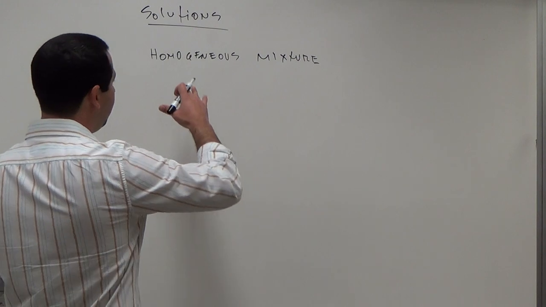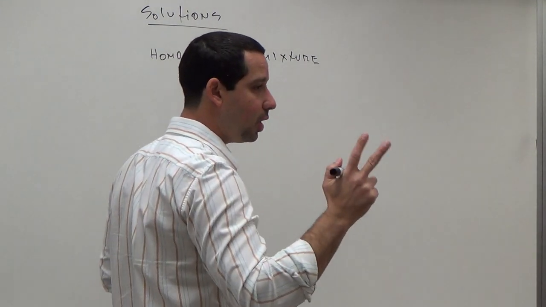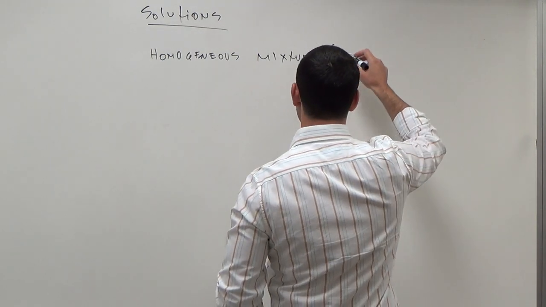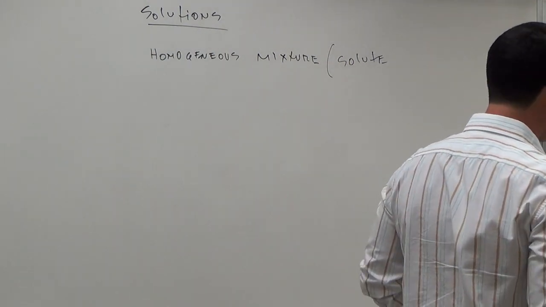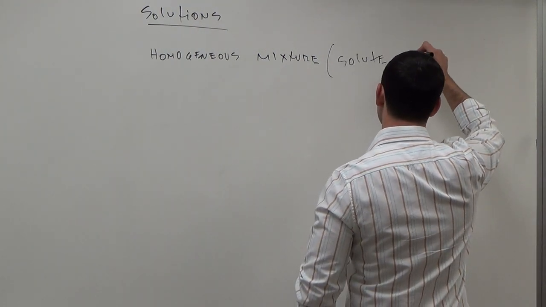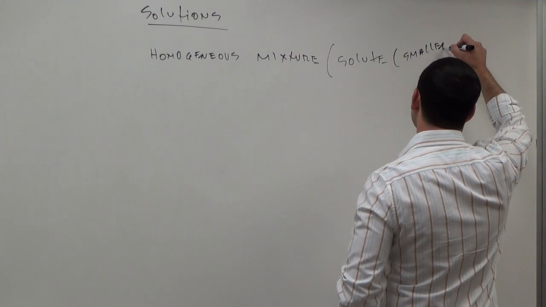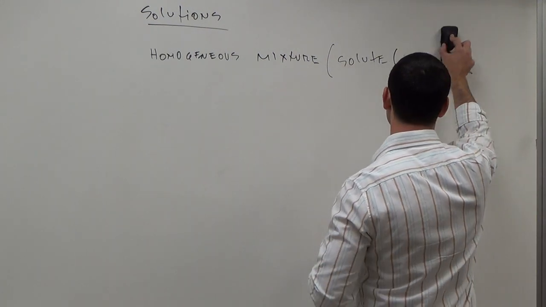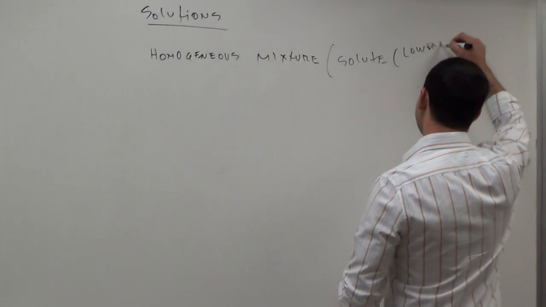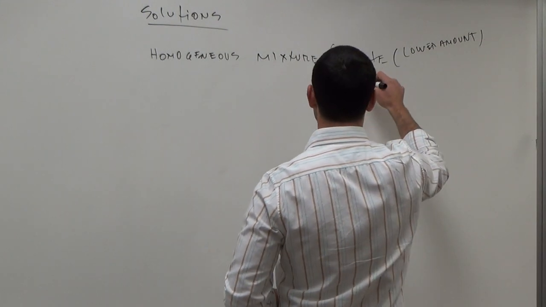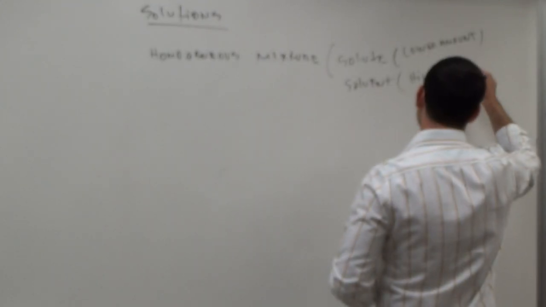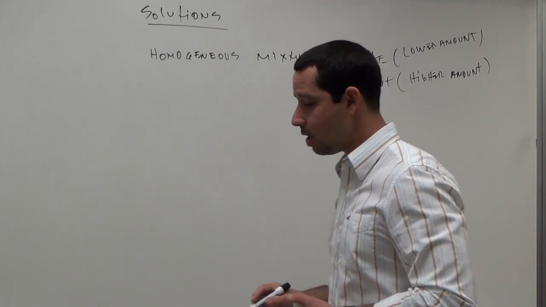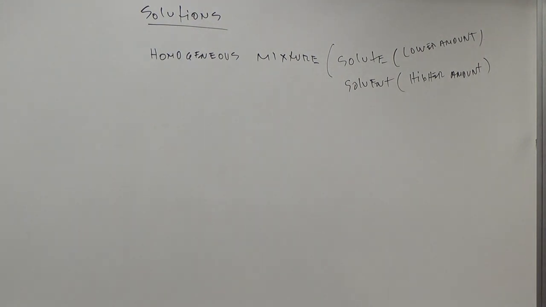So a solution is a homogeneous mixture. Two things, and when you look at it, there is only one. The one present in the lower amount is called the solute. The solvent is the other thing in there, the one in higher amount. This amount is by moles most of the time. Even though I am not going to ask you to calculate the moles, you can see it from the grams, but it's in moles. Which one has more particles?